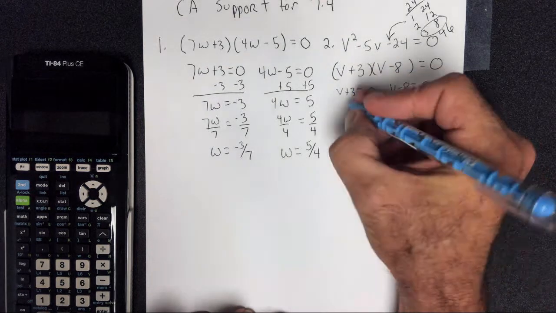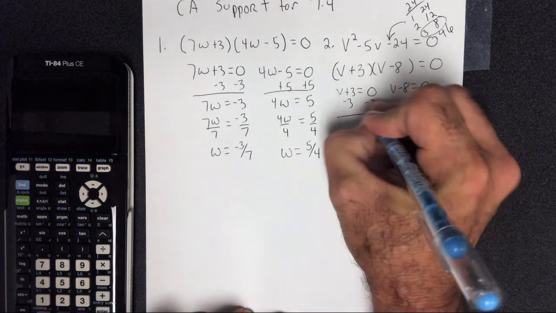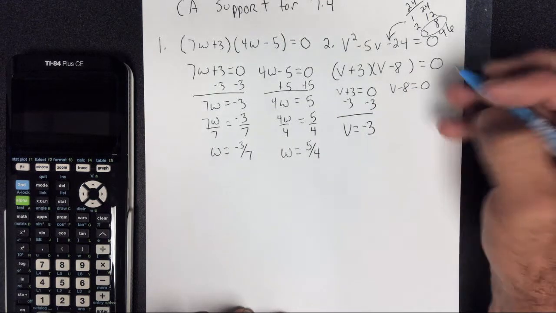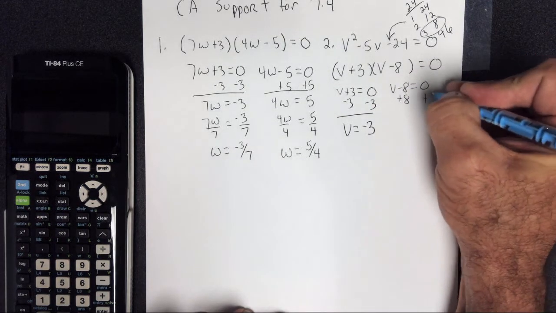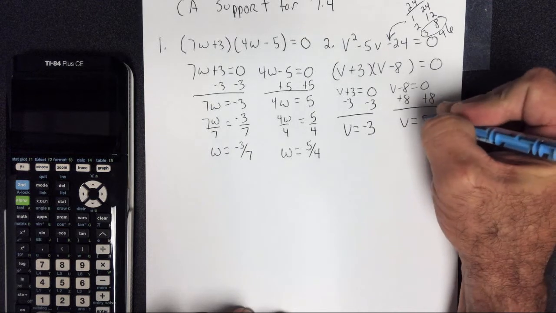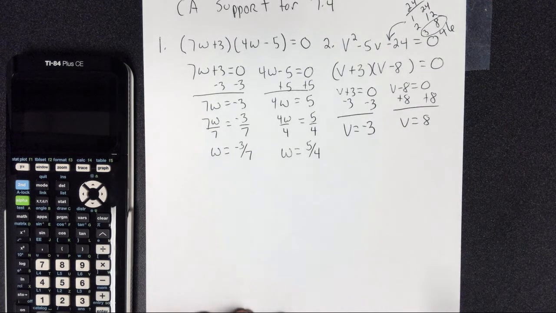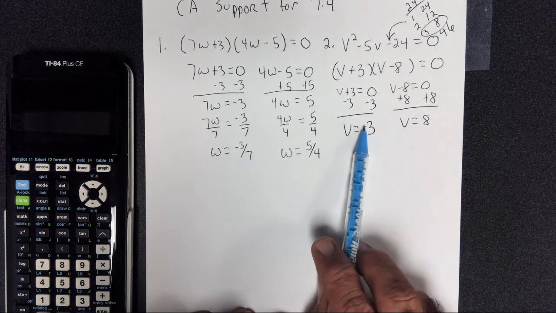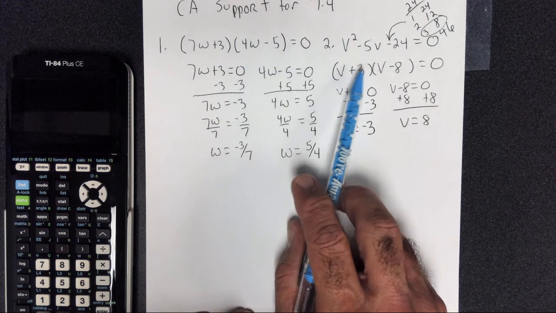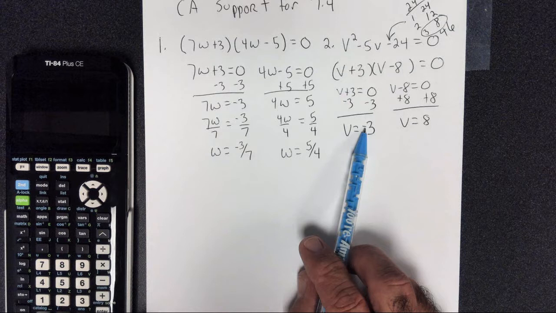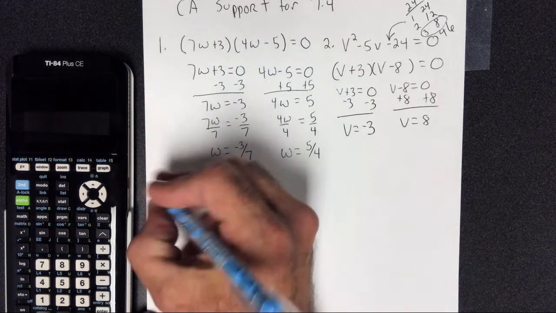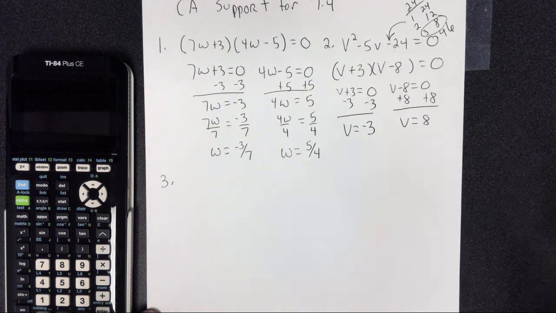So I can solve the first one by subtracting 3. So I get v is a negative 3. Second one I would solve by adding 8. And I get v is a positive 8. If you notice, the solutions always have opposite signs than the factors do. That was a plus 3, the solution's a negative 3. Negative 8, solution's a positive 8. So you'll see all these little tricks as you start going through these, okay?